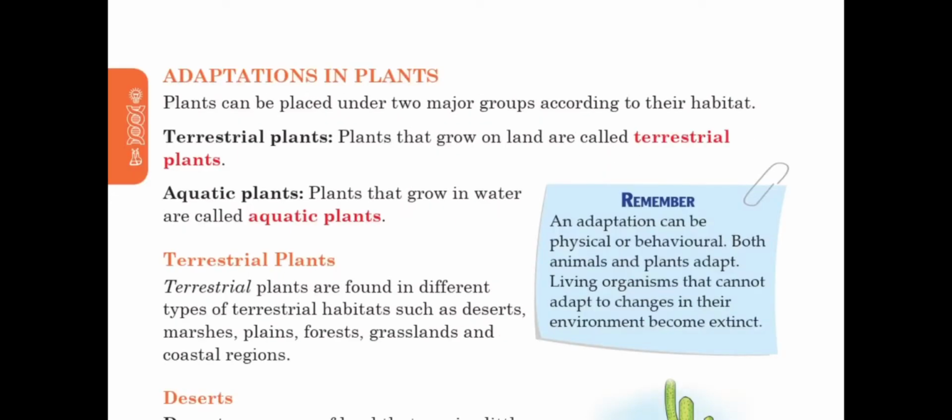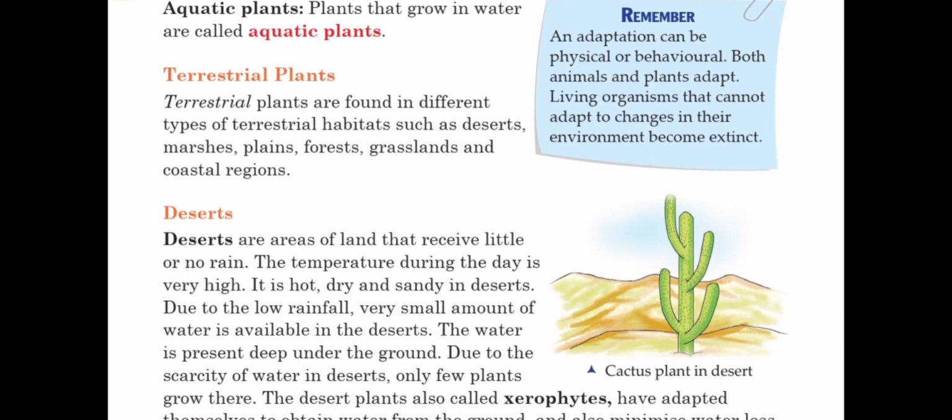Adaptation in plants. Plants can be placed under two major groups according to their habitat: terrestrial plants and aquatic plants. Plants that grow on land are called terrestrial plants. Plants that grow in water are called aquatic plants.